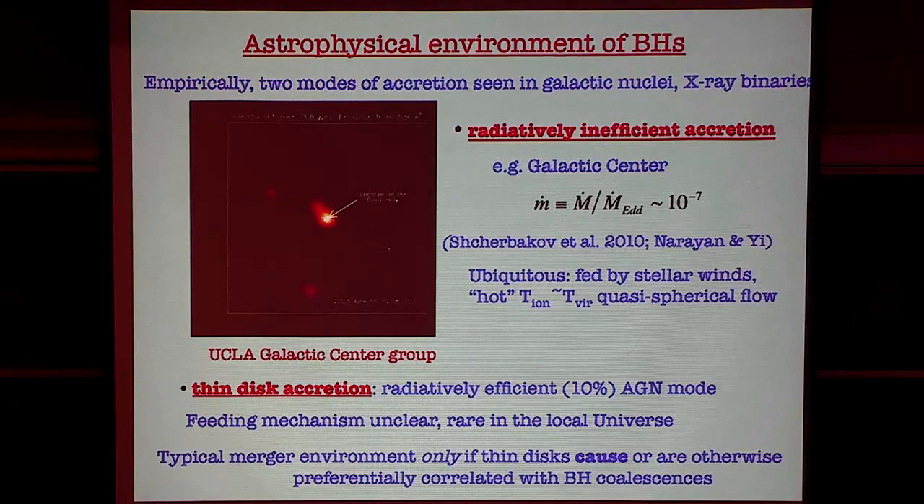And what we really like as theorists is thin disk accretion. It's a beautifully posed problem. We understand how to do it. It's radiatively efficient. And this is most likely the growing, feeding mode for black holes. However, this is very rare in the local universe, okay?